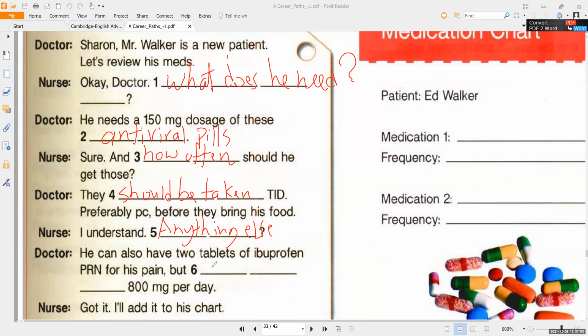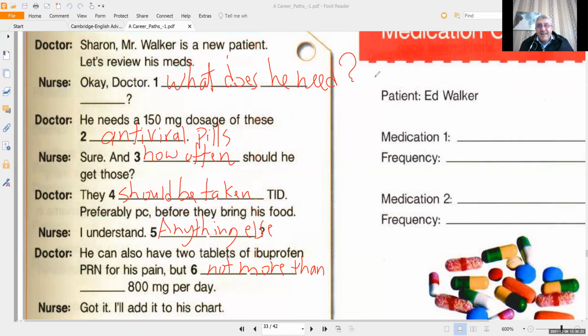Yes, but not more than 800 milligrams per day. Okay. So as you watched today, we talked about two issues. We talked about the dosages or the kinds of medications, and of course the frequency or the time needed for these medications.